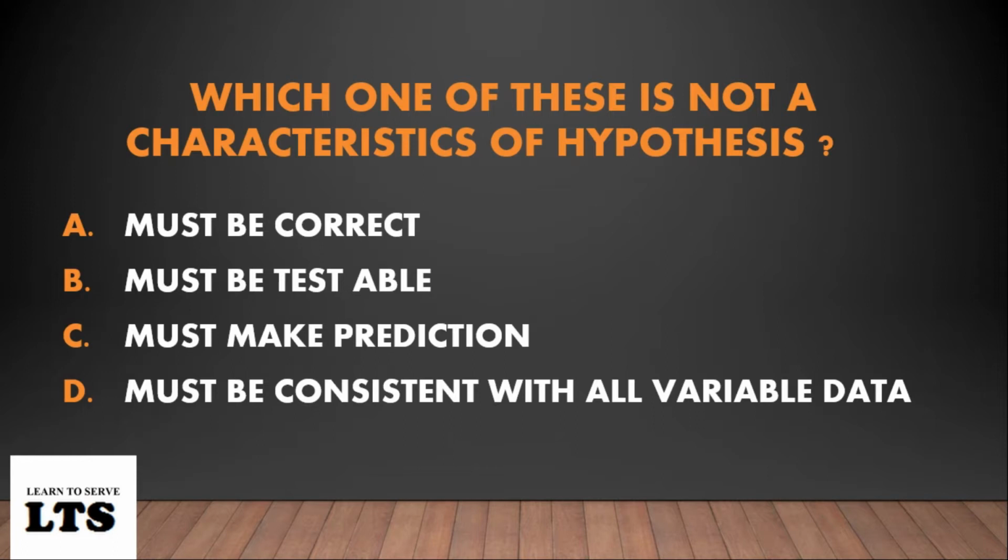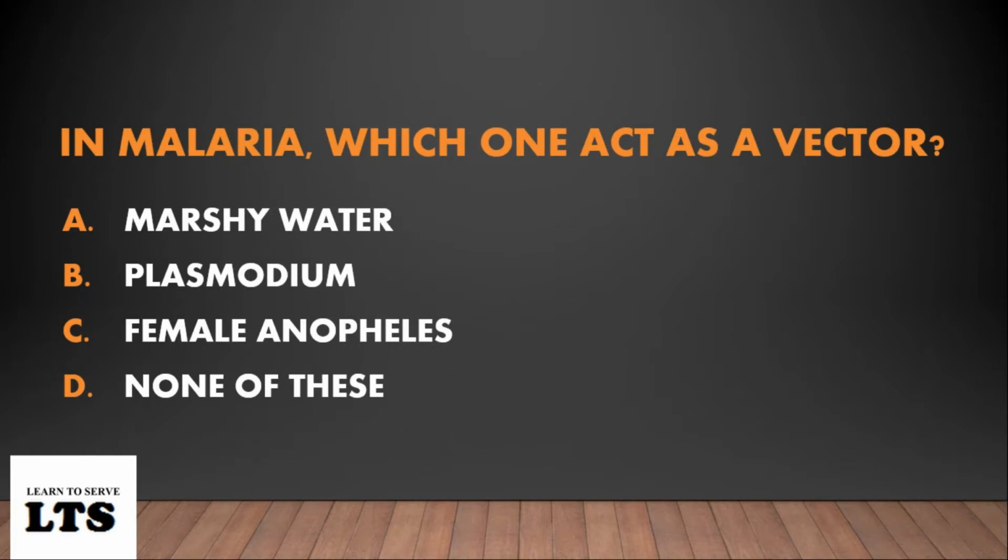Option A must be correct, option B must be testable, option C must make prediction, option D must be consistent with all variable data. The answer is option A, must be correct. Next one, in malaria, which one acts as a vector?